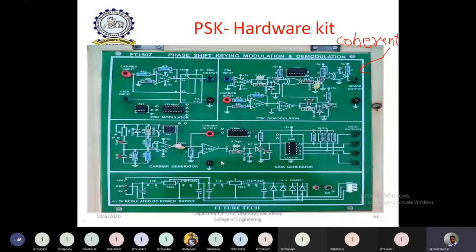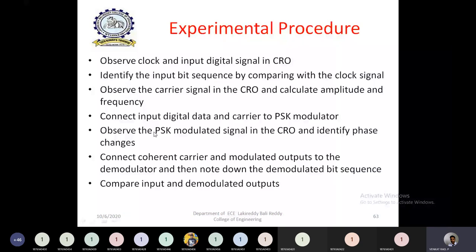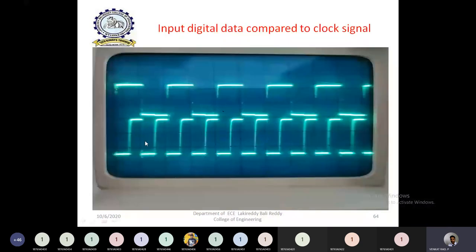Now let us see what the inputs and outputs displayed in the CRO are. First, let's see the images and then we go for the experimental video. Actually, this is the experimental procedure which I already explained. Now let us see what the input digital data looks like when compared with the clock signal. Where are these two signals obtained in the hardware kit? Let us see. This is the first signal, that is known as input.